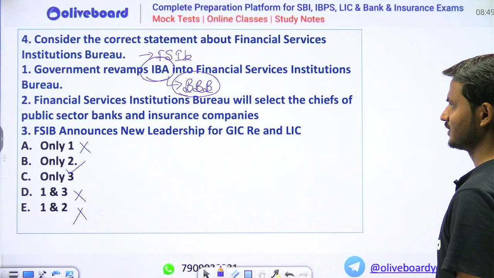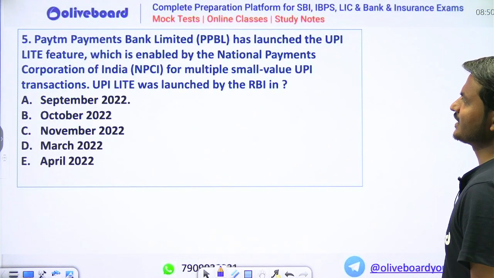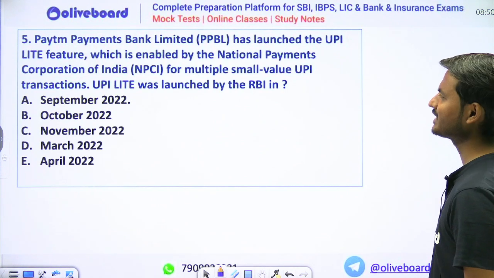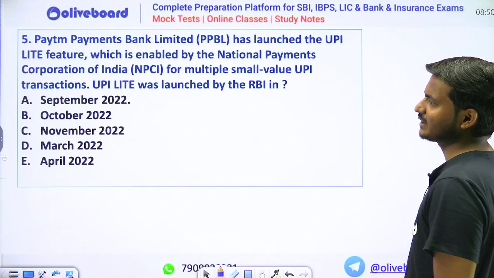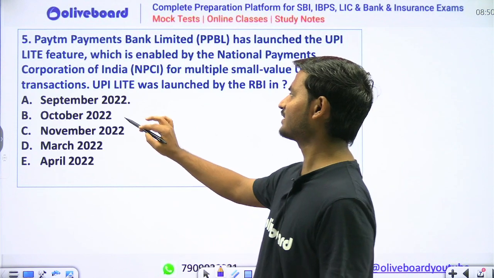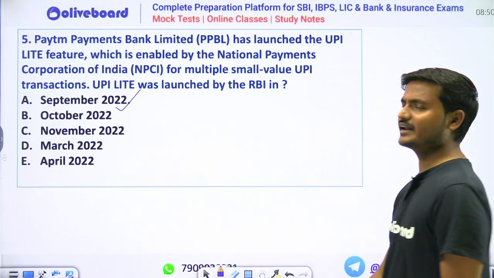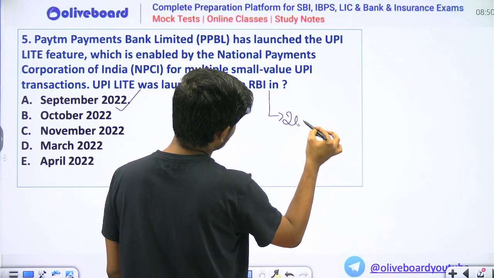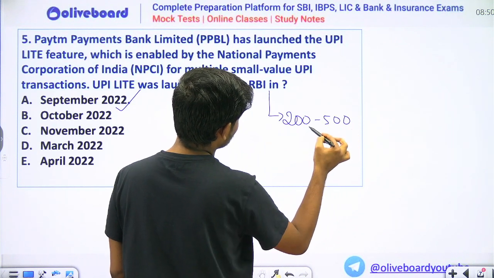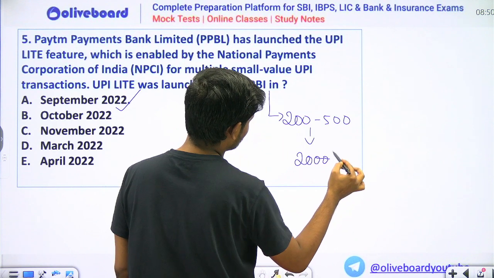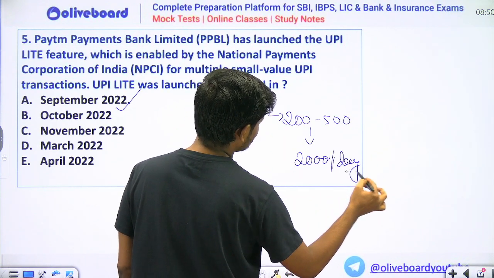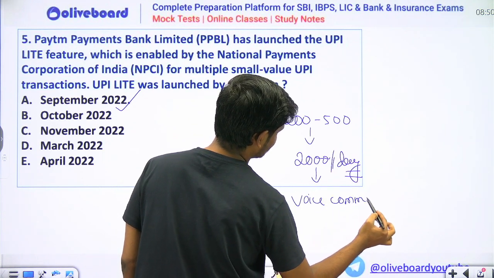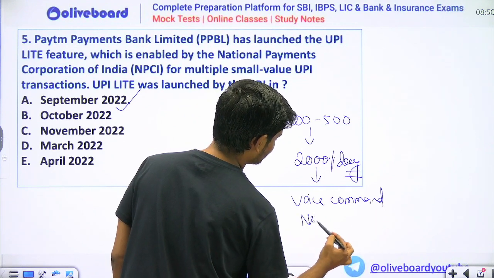Now let's move forward. Paytm Payment Bank Limited has launched the UPI Lite feature, which is enabled by the National Payment Corporation of India for multiple small value UPI transactions. UPI Lite was launched by RBI in September 2022, and under UPI Lite you can do a transaction from rupees 200 to 500 to a maximum transaction of rupees 2000 per day, just by giving voice commands. So it is basically voice command in UPI, and without pin, that is no pin is required.